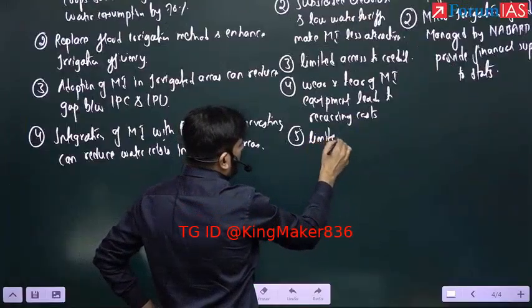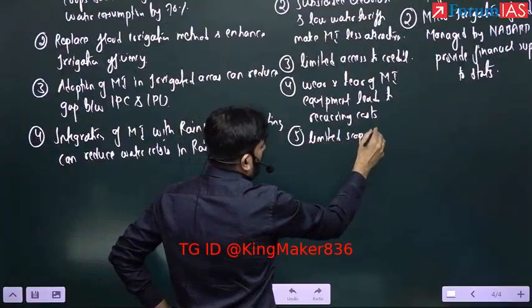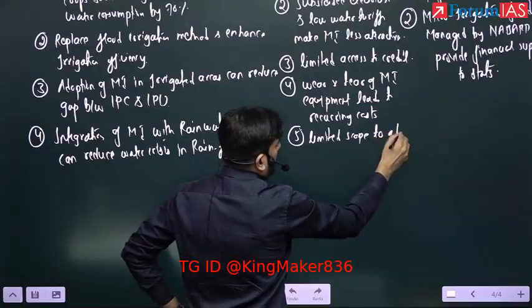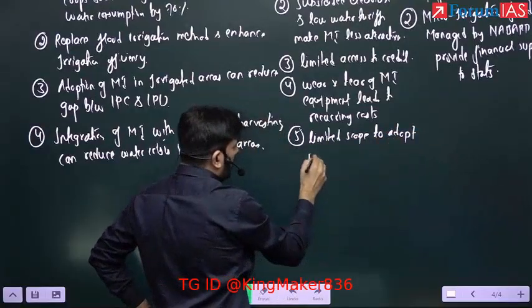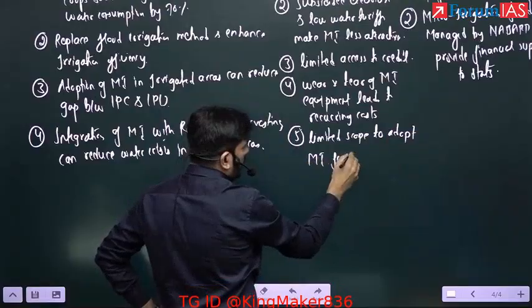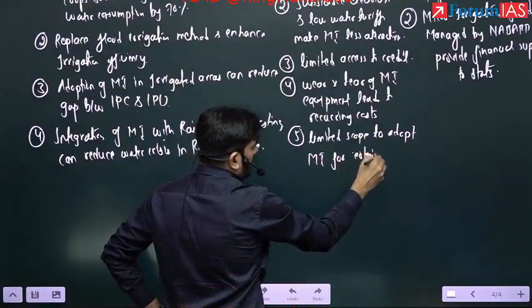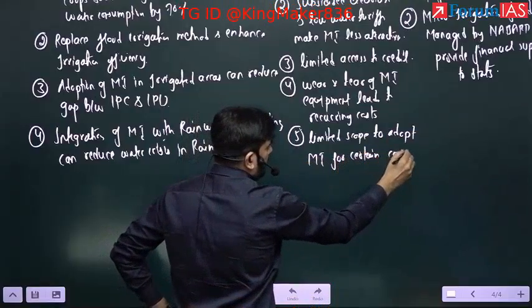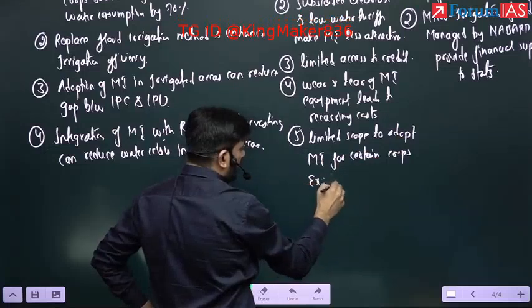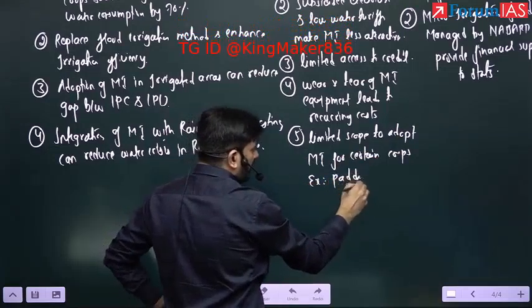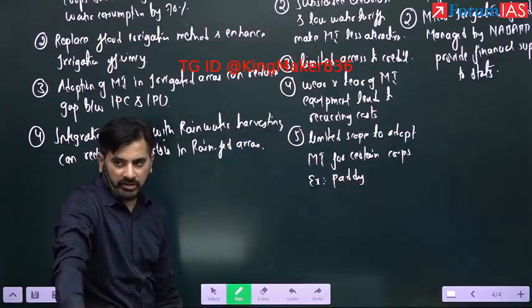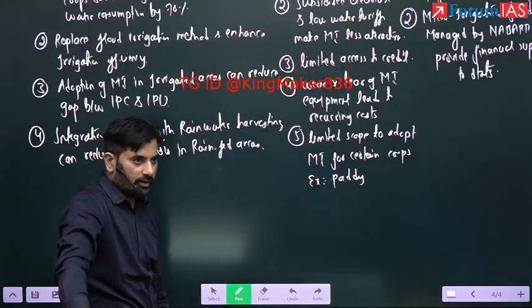Limited scope to adopt micro irrigation for certain crops. An example of which is paddy. You must understand it is very difficult to use micro irrigation for rice, paddy cultivation. Limited scope.